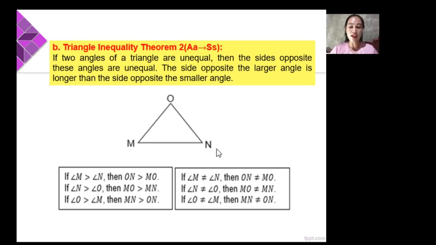And if angle M is not equal to angle N, then side ON is not equal to side MO. If angle N is not equal to angle O, then side MO is not equal to side MN. If angle O is not equal to angle M, then side MN is not equal to side ON.